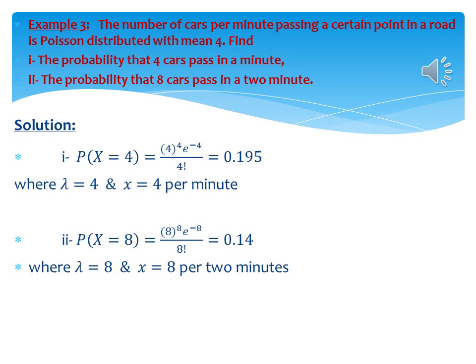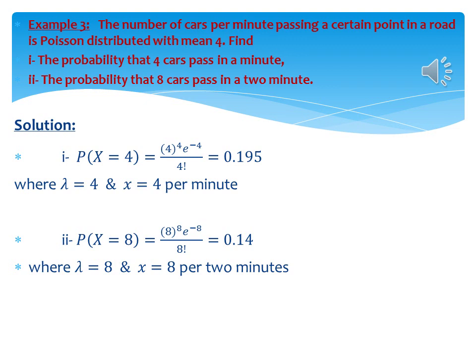And what does the Poisson distribution say? The probability of x equals lambda power x, e to the minus lambda, over factorial x. What is x here? x equals 4, the probability that 4 cars pass in a minute. So the probability of x equal 4 equals 4 power 4, e to the minus 4, over factorial 4. Lambda equal 4 from the question, x is 4 per minute. So calculate the probability of x equal 4.